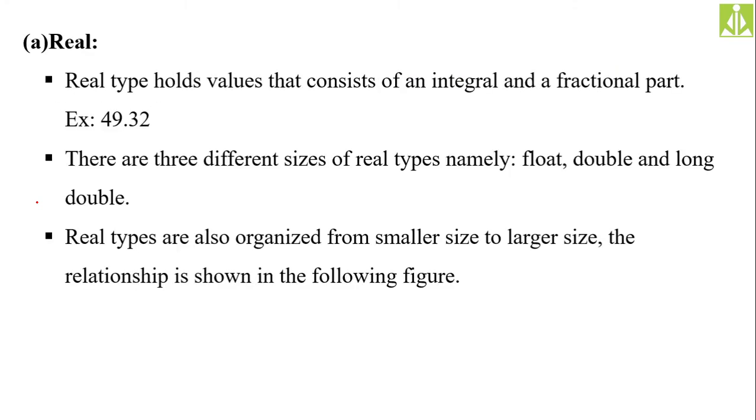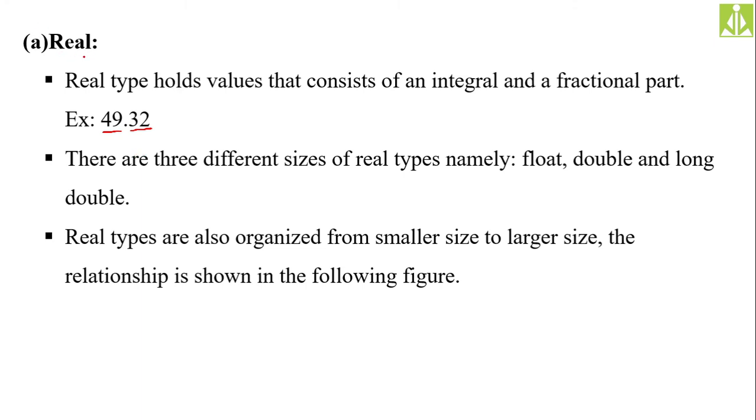So the real numbers we are seeing now. A real type holds the values that consist of an integral part and a fractional part. As you can see, this is 49.32. So 49 is your integral part, and this 0.32 is the fractional part. So a real number is a combination of both the integral part as well as the fractional part.